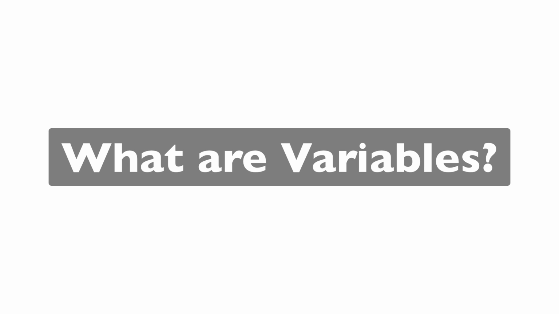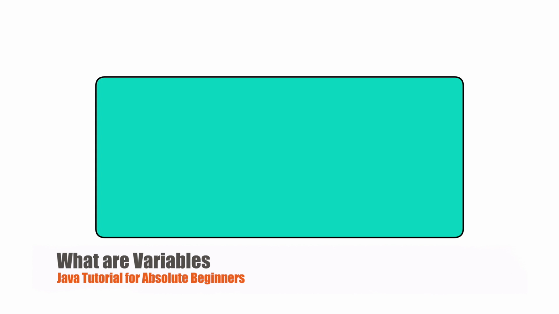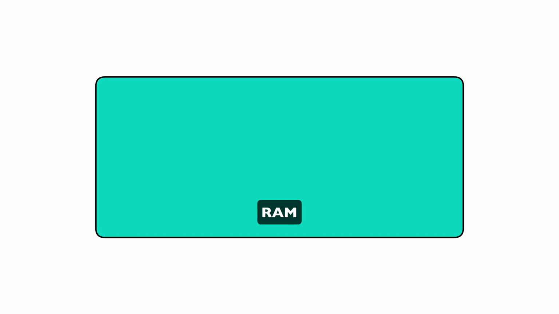Hi everyone, in this Java tutorial we're looking at what are variables. Variables are containers that store a particular piece of data in memory. Any data that we use in Java needs to be stored in one of these variables. We can think of variables as a box in which you can put things into.